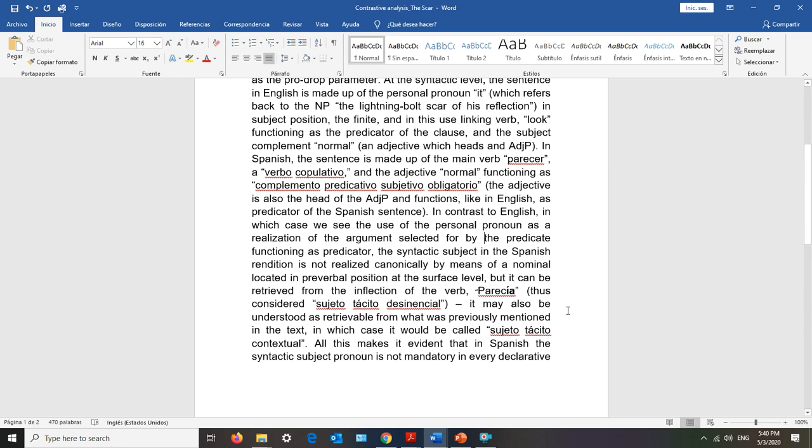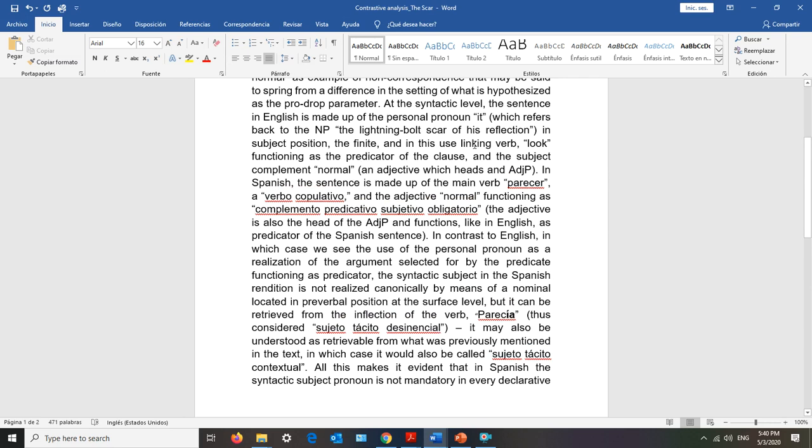It may also be understood as retrievable from what was previously mentioned in the text, in which case it would also be called sujeto tácito contextual. So of importance here is that at the syntactic level, the sentence in English is made up of the personal pronoun "it". Therefore, if it is a personal pronoun, it has referential content, right? In subject position.